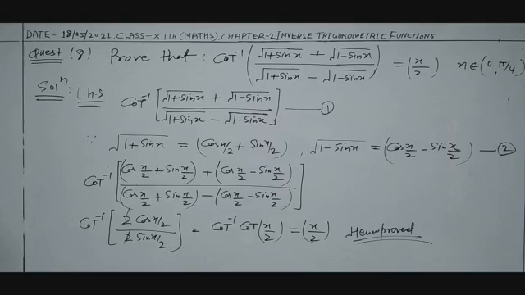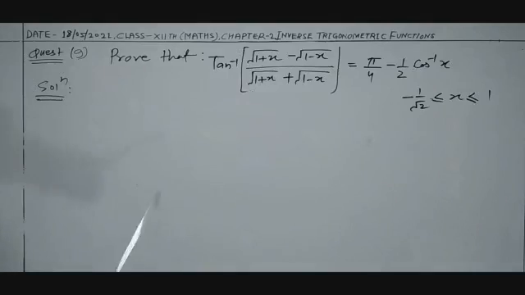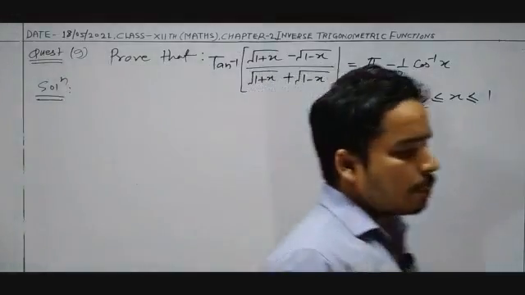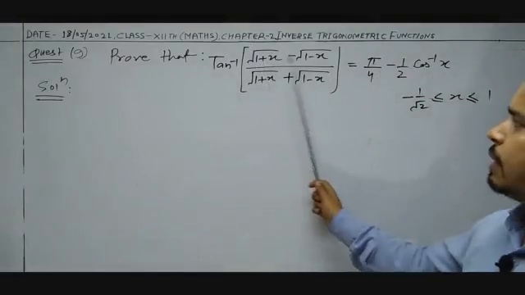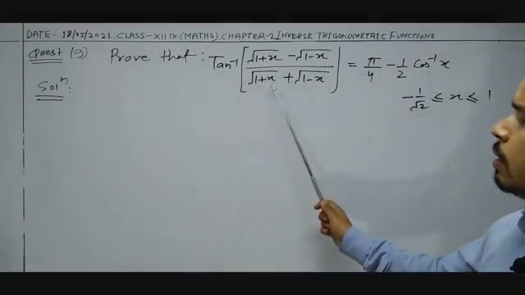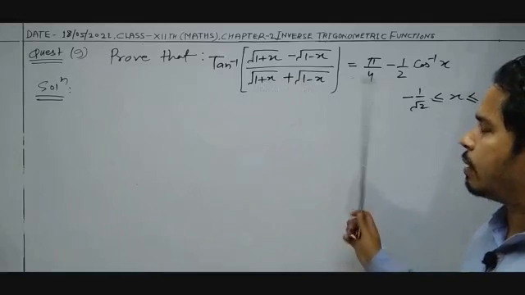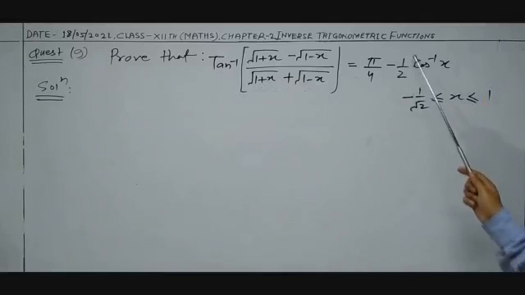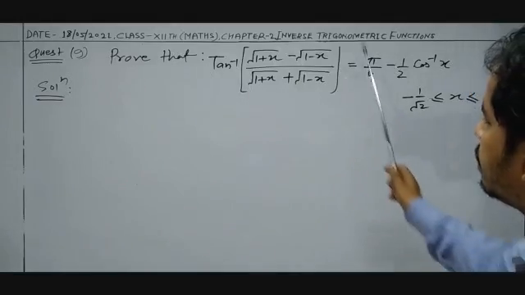So come to the next question, question number 9. Now this is question number 9. Question number 9 is tan inverse. We have to prove that tan inverse of square bracket root over 1 plus x minus root over 1 minus x whole upon root over 1 plus x plus root over 1 minus x is equal to pi by 4 minus 1 by 2 cos inverse x, where x is greater than or equal to minus 1 by root 2 and less than or equal to 1. So this is the left part.